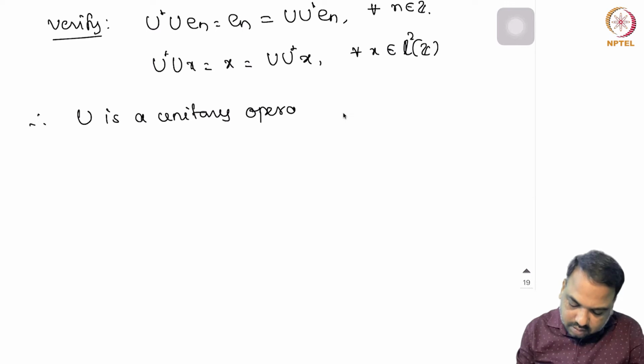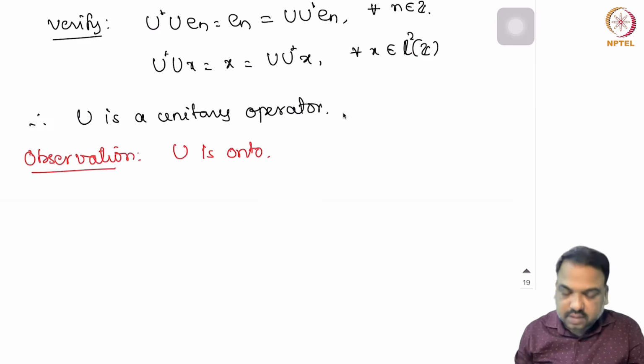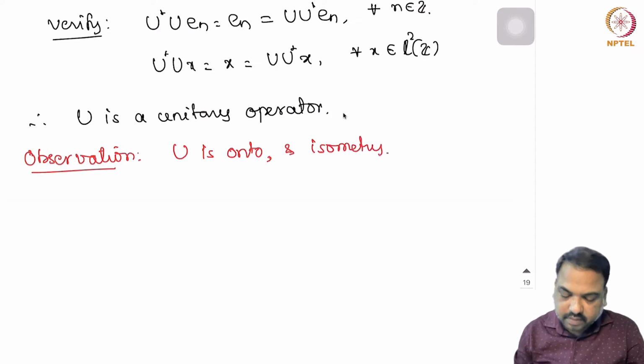Here if we observe, we can say that U is onto. U is an isometry and onto. And in fact, U star is also an isometry and onto.